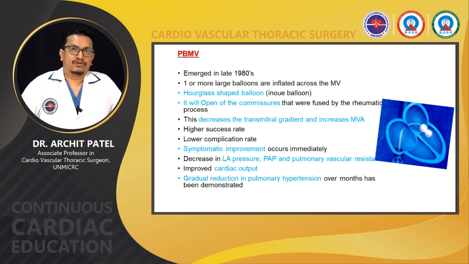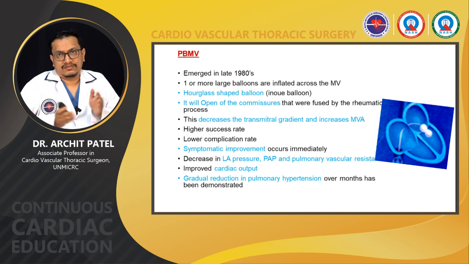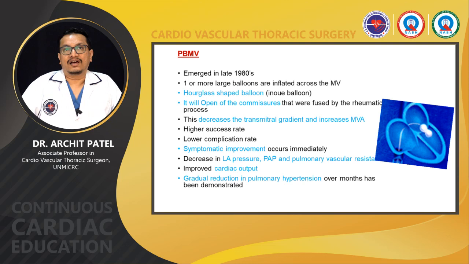Balloon valvulotomy, what happens usually? An hourglass shaped balloon is usually passed through the interatrial septum and the valve, it sits in between the valve and it opens, which opens the mitral valve. This decreases the transmitral gradient and increases mitral valve area. Patient can experience immediate symptomatic improvement, decrease in LA pressure and pulmonary vascular resistance, improved cardiac output and gradual reduction in pulmonary hypertension over months.